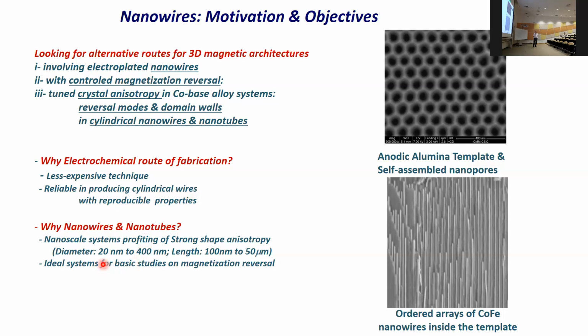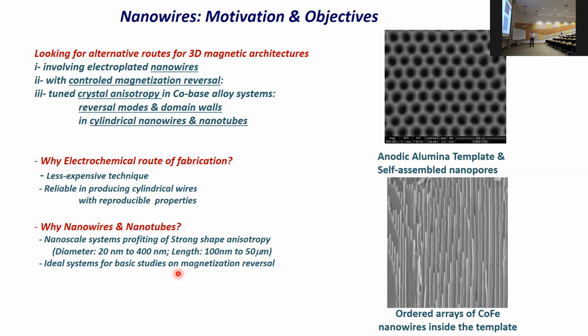In the laboratory, we can control the diameter of the nanowires, roughly between 15 to 20 nanometers up to 400 nanometers, and the length can be up to 50 microns. So really, the length of the wires can be very, very large compared to the diameter.